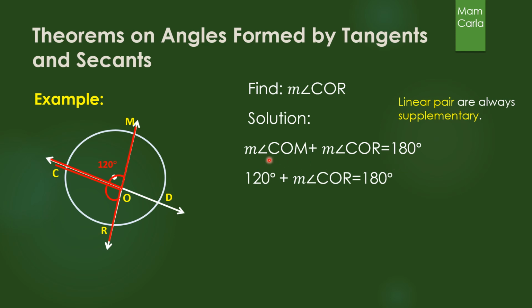So, substituting the value of COM, angle COM is 120 plus the measure of COR, which is unknown, equals 180. So, the measure of COR is 60 degrees. Now, we are ready to find our x.